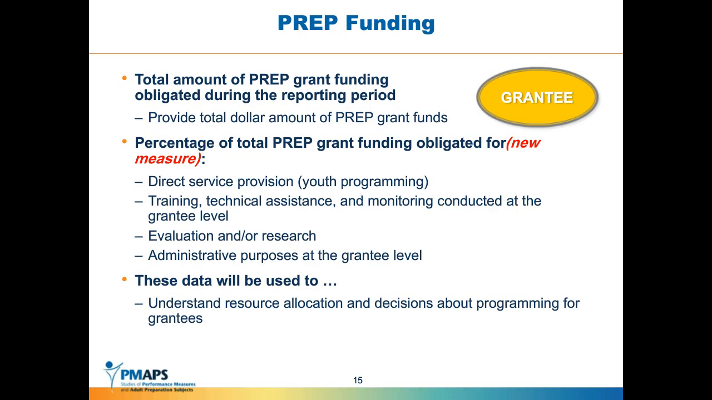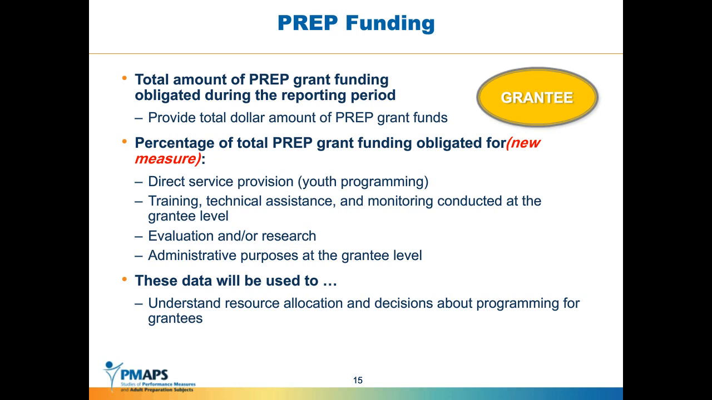For PREP funding, grantees will be asked to report the total amount of PREP grant funding obligated during the specific reporting period. So, for example, in August 2018, when you report these measures, you will be asked to report the total dollar amount of PREP grant funds allocated for the October 2017 through September 2018 federal grant year. This is actually one of the original PREP performance measures. It has not been reported recently, but FISB is asking grantees to resume reporting this measure, starting with the next round of data submission in August 2018.